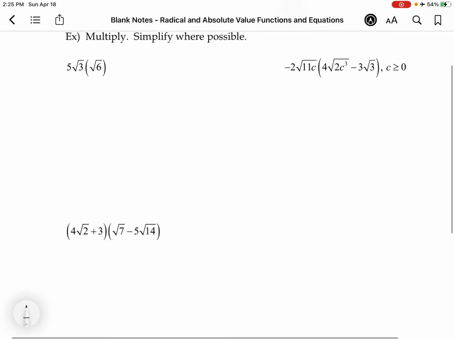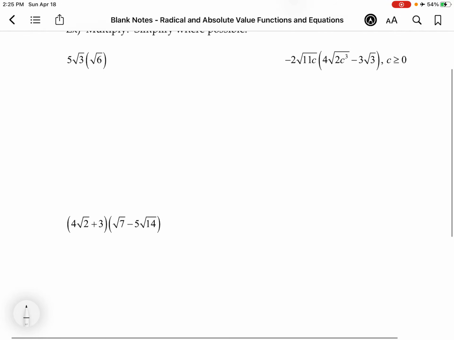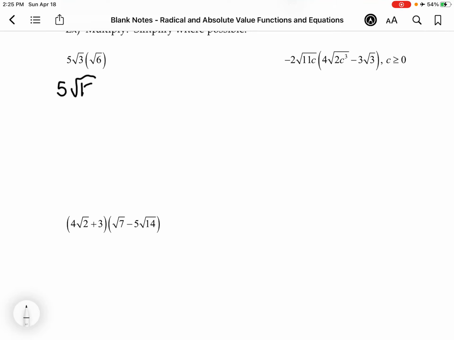Okay, so here's an example. 5 square root 3 times the square root of 6. So the number outside is just 5, because the number outside of the square root of 6 is just 1. And then the square root of 3 times the square root of 6, 3 times 6 is 18. So that would be the square root of 18.